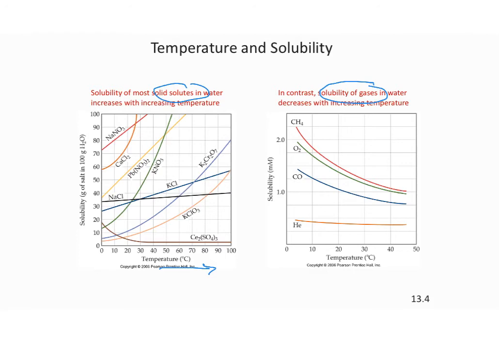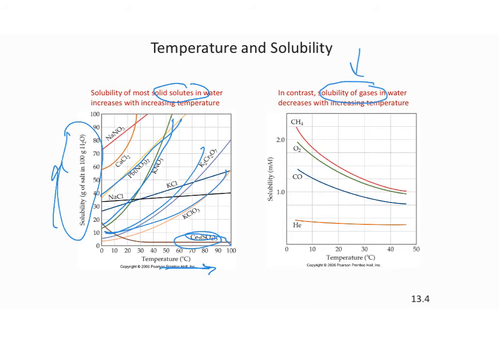If you had to do it very quickly, what would you do? You would increase temperature, right? So most things, as you increase temperature, the solubility goes up. Here's solubility on the y-axis. There's a couple weirdos, but for the vast majority, the solubility goes up with increasing temperature.